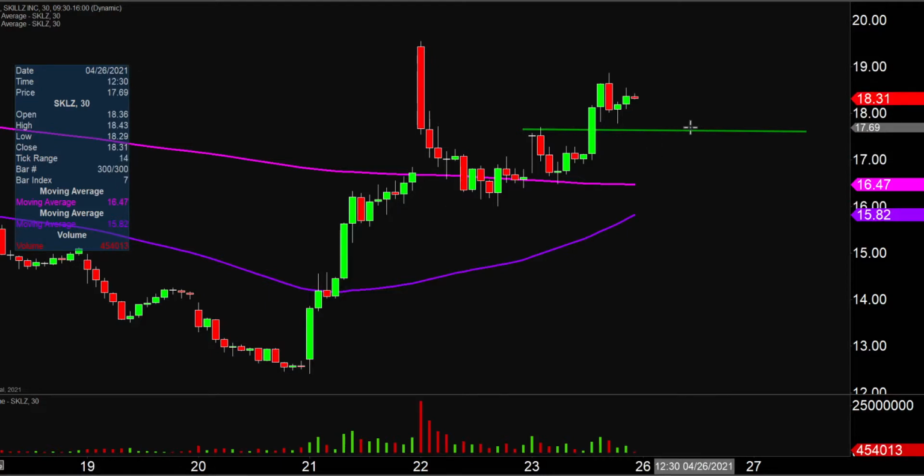Now, don't get me wrong. If the price falls below that level, that does not mean the entire chart's destroyed or ruined or anything like that. But yeah, if the price could manage to stay above that area, that would certainly be a great sign of power.